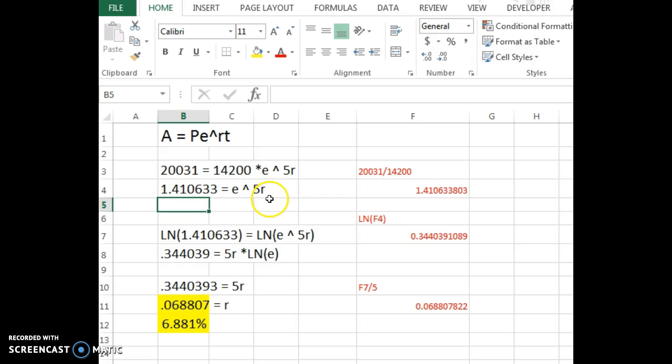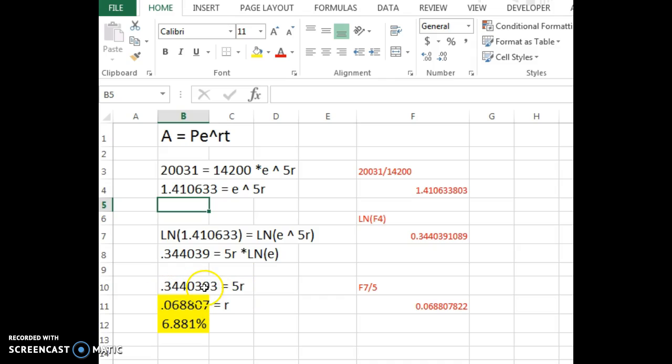To get the variable out of the exponent, I need to take the natural logarithm of both sides. So I do that here. This is just a value, and I'm doing the natural logarithm of the cell where the exact answer is. And on this side, it allows me to bring the exponent down to the front. Natural log of e is the value 1, so that part disappears. So we're down to here. And now I'm going to divide by 5.